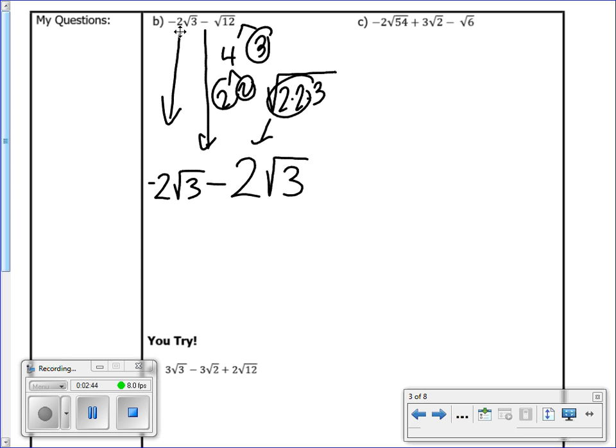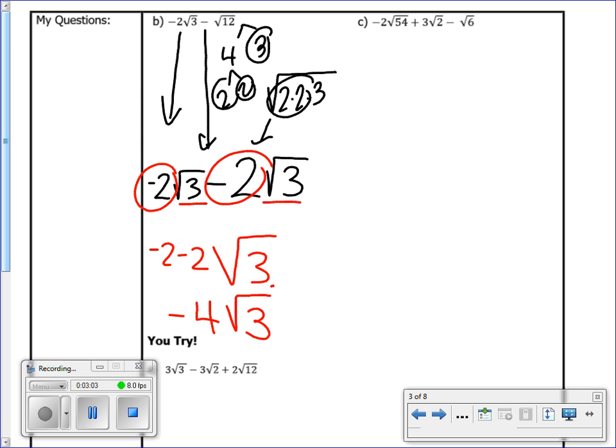Now we look at this. Are our radicands the same? Yes. We have the square root of 3 and square root of 3. So we have square root of 3. And now we're going to combine the numbers in front. Negative 2 minus 2 makes negative 4 square root 3, which will be your final answer.